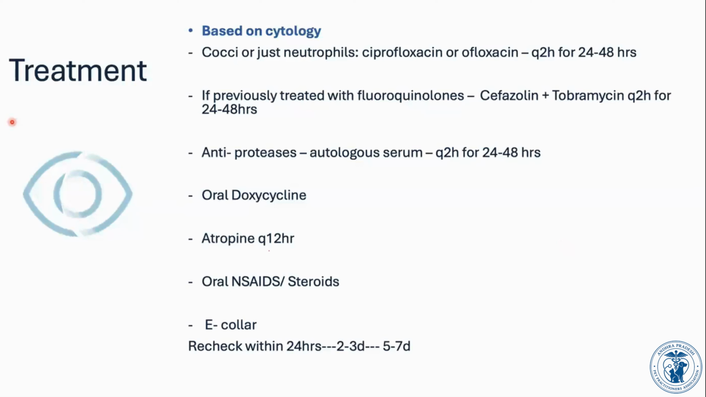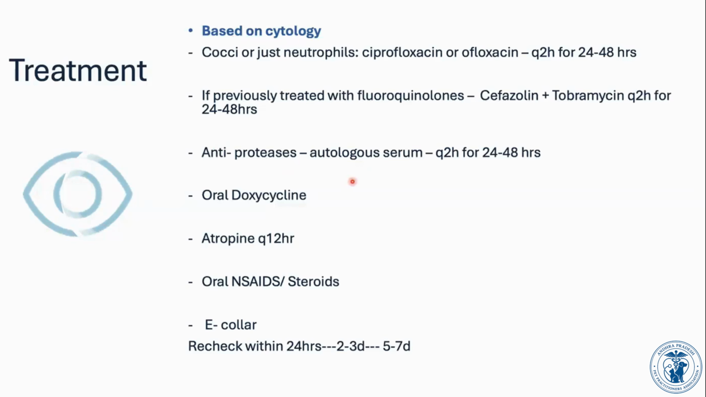Okay, so as far as treatment of such complicated ulcers is concerned, with the cytology we will get a good idea of what kind of bacteria are involved. If there are more cocci as compared to rods, I would like to go for the fluoroquinolones like ciprofloxacin, ofloxacin, and all that.